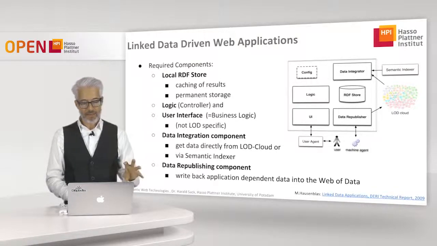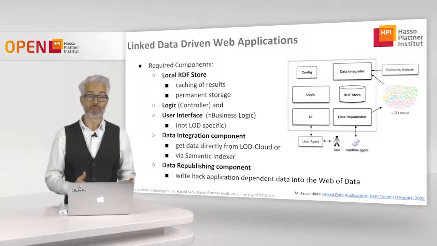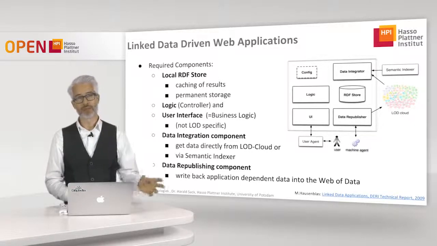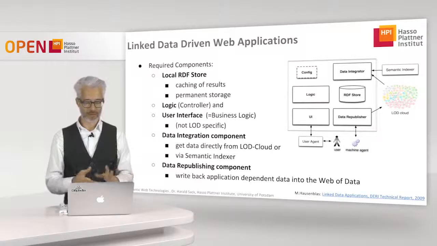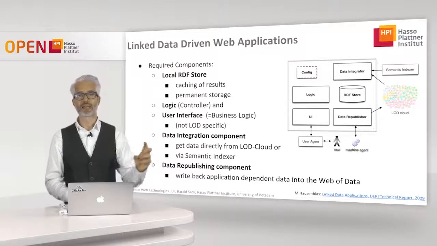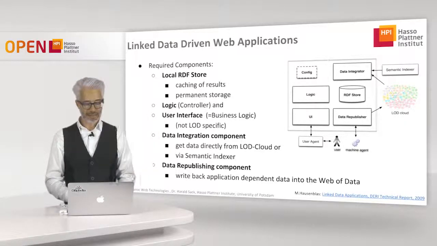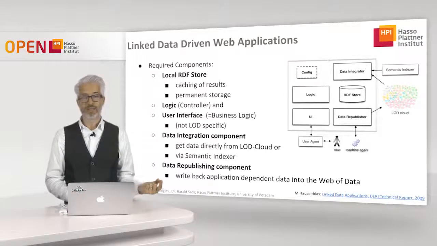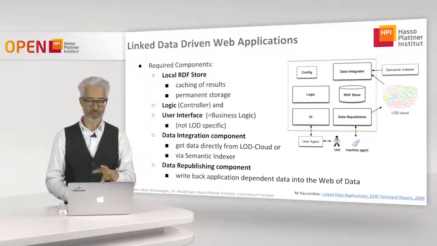Okay, then of course, as all programs, you need some programming logic. So this usually is then the controller, and you need a user interface. And the user interface, of course, is not necessarily linked data specific. But linked data specific are the other two components which in the end integrate existing linked data. Like for example, here the data integration component, which can either directly access the linked data cloud, as you see here, or it's connected to a so-called semantic indexer, which itself then indexes the resources which are somehow available in the linked data cloud, and in the end delivers the data to this data integrator component within your application.